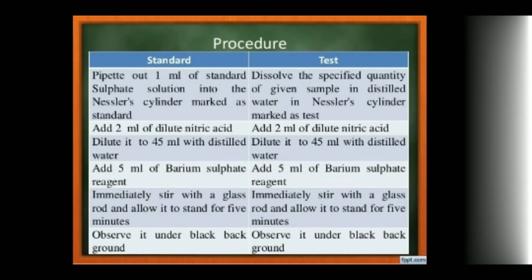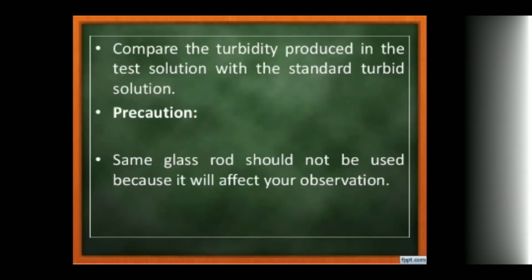Now coming to test solution. Dissolve the specified quantity of given sample in distilled water in Nessler cylinder marked as test or T. Add 2 ml of dilute nitric acid. Then dilute it up to 45 ml with distilled water. Add 5 ml of barium sulfate reagent. Immediately stir with a glass rod and allow to stand for 5 minutes. And then observe it under black background.